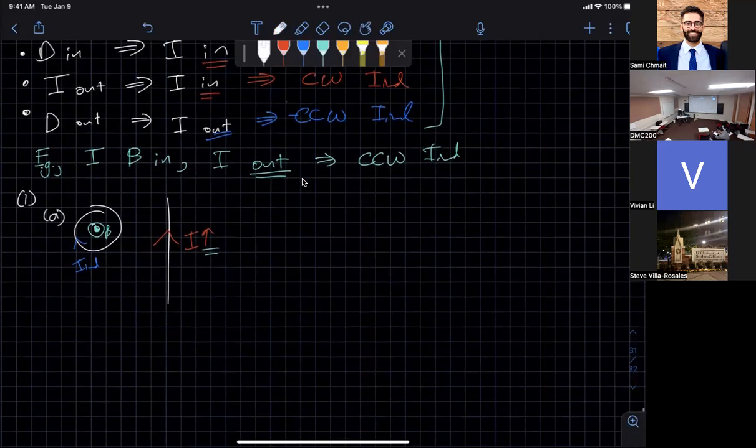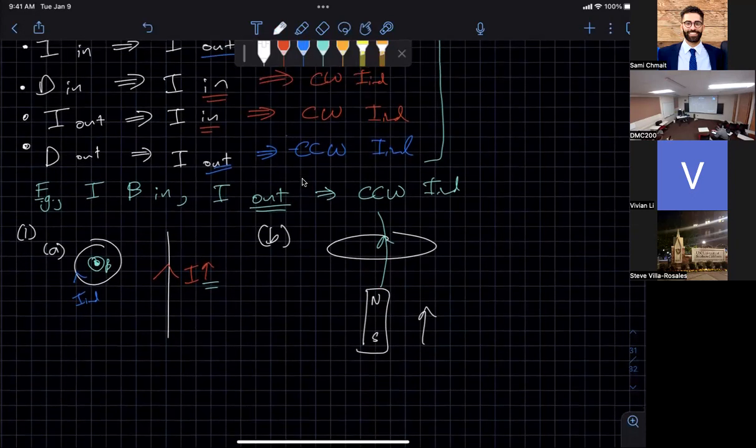Okay, and now in this scenario, we have this loop and this magnet right here, and we know that the field coming off a magnet is like this, right? And it's getting closer, so that means we are now increasing the amount going out of the loop. So to maintain Lenz's law, we need to increase the amount going into the loop. Increase in, that means clockwise induced current. So again, it's clockwise.